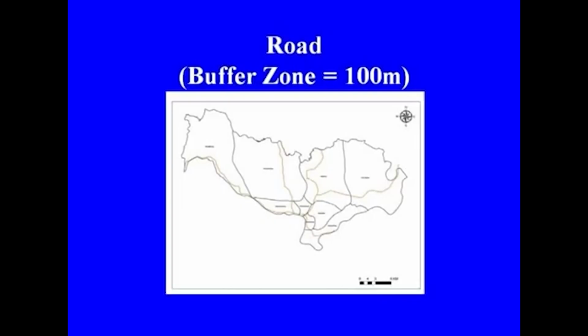So, based on this, the buffer zones for roads were created. The buffer zone was of 100 meters, and the red lines depict the major buffer zones along the major roads which are existing in this particular province.